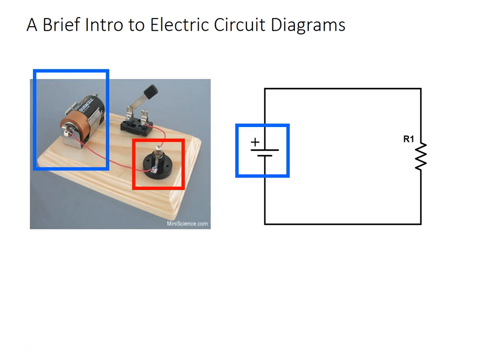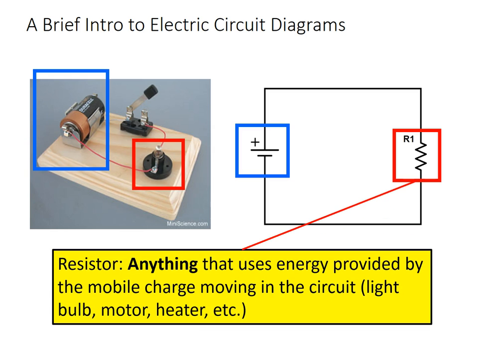Okay, we also have a light bulb, but I don't really want you to think of this as a light bulb per se. It's an energy user in the circuit. And so we're going to call it a resistor, and that is the symbol for any resistor, at least for now. Okay, so what is a resistor? Anything that's going to use energy in your circuit is a resistor. So anything that is going to have charge moving through it, and instead of being a source of energy into the circuit, it's a user of that energy, that is a resistor.